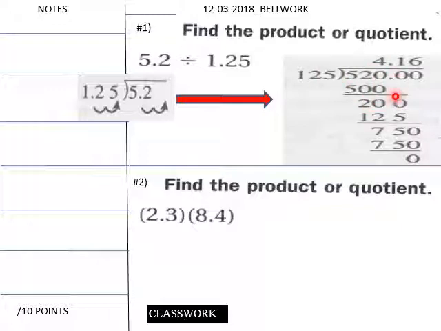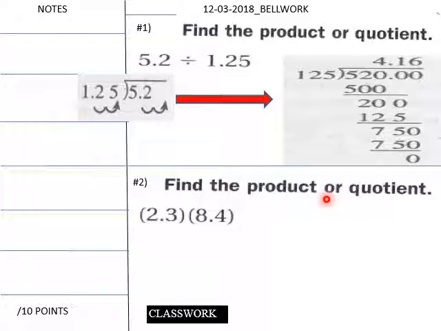you get 20, drop down a 0, 125 will go into 200 once, and then you subtract, and then you have 75, and then you drop down another 0 here. Then 125 times 6 will be 750, and then you have 0 remainder. And then you bring your decimal back here, and you have 4.16 for the solution for this division problem.